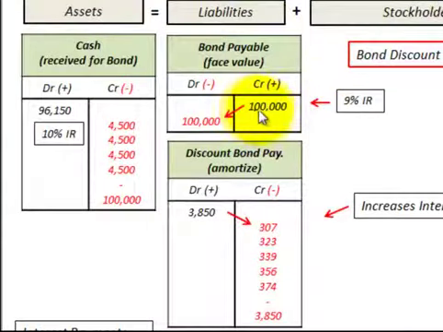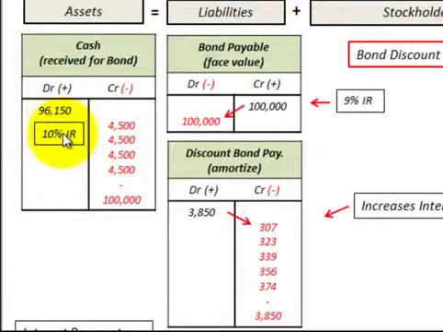So let's look at our example here. We issue a bond with a $100,000 face value. It has a 9% stated rate of interest, and it's for 5 years with 10 semi-annual payments. And then we receive $96,150 for that bond, and that's based on a 10% market rate of interest.